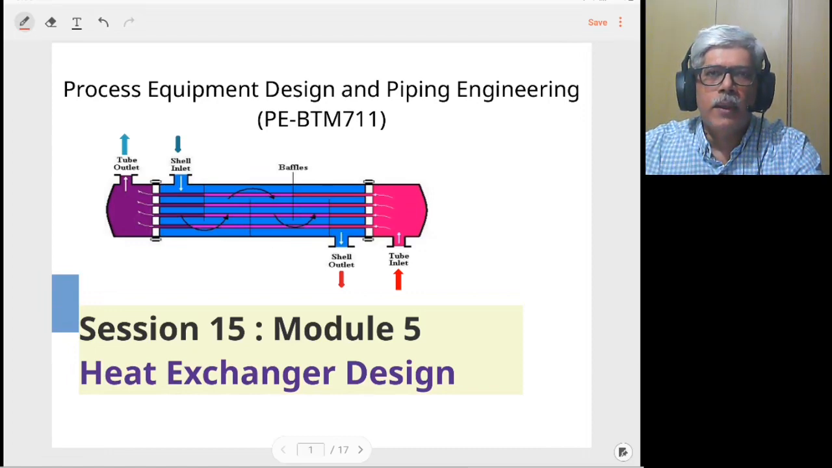And finally, we'll wind up with a numerical problem and a brief outline about how the baffle system for shell and tube type heat exchangers is designed. So let's proceed with our session.